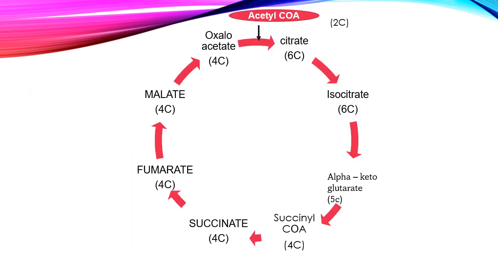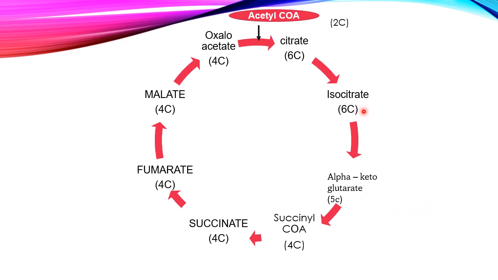So students, now let's begin with the basic structure of the TCA cycle. This is a cyclic process. Here, acetyl-CoA enters this TCA cycle, and acetyl-CoA is a two-carbon compound. So acetyl-CoA combines with oxaloacetate and gets converted into citrate, which is a six-carbon compound. Then citrate is converted into its isomer, isocitrate. This is also a six-carbon compound. Now, isocitrate is converted into alpha ketoglutarate, which is a five-carbon compound.